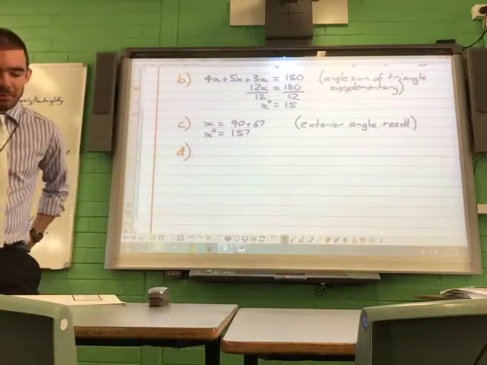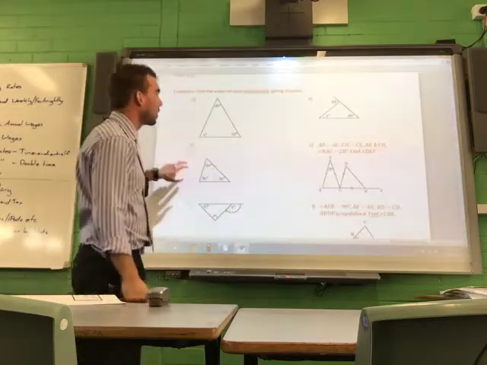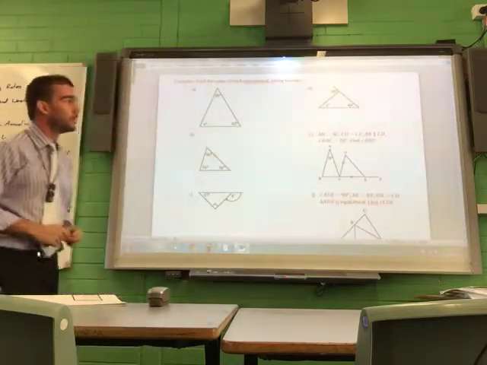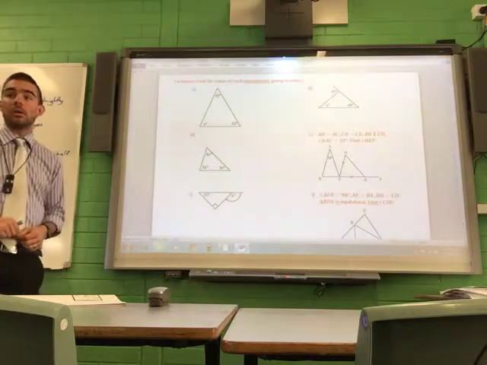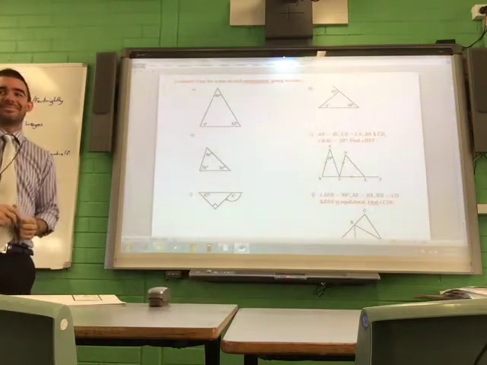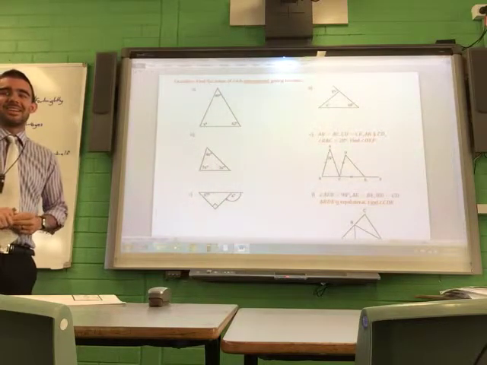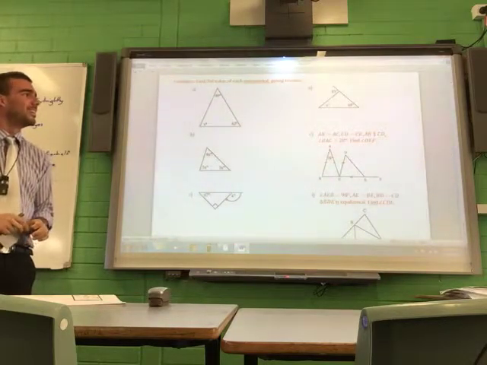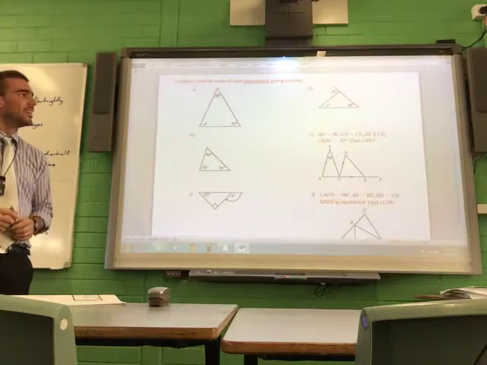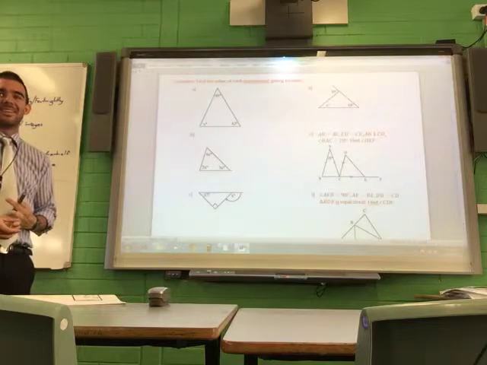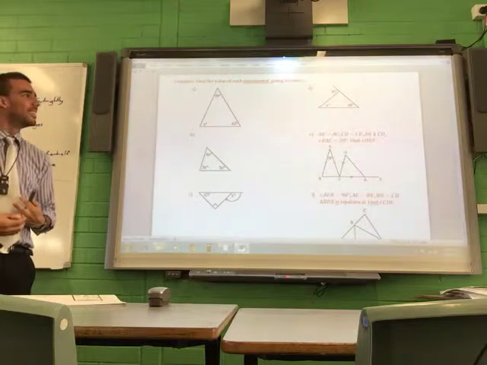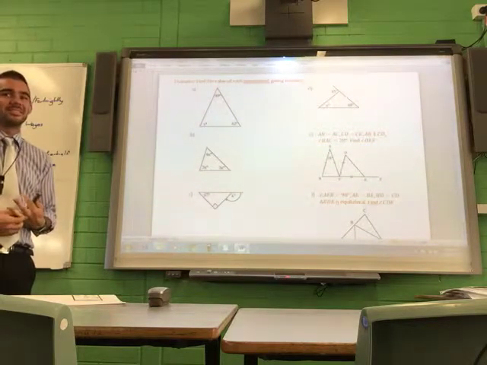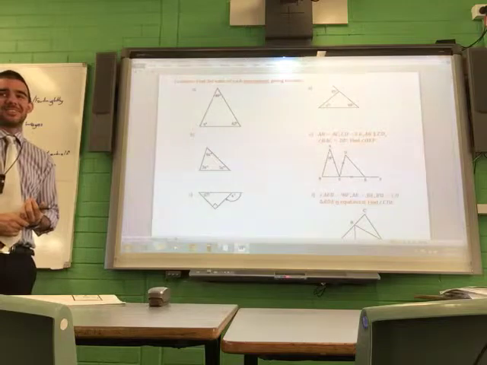Right, D. Bit different. So, 85 take away 49 equals x. No, 180 take away 85, take away 49. You have to take away from 180 because they're on a straight line, so they're the two angles. You can't just do 85 take away 49, because it's a different case: 85 equals the sum of the opposite interior angles.